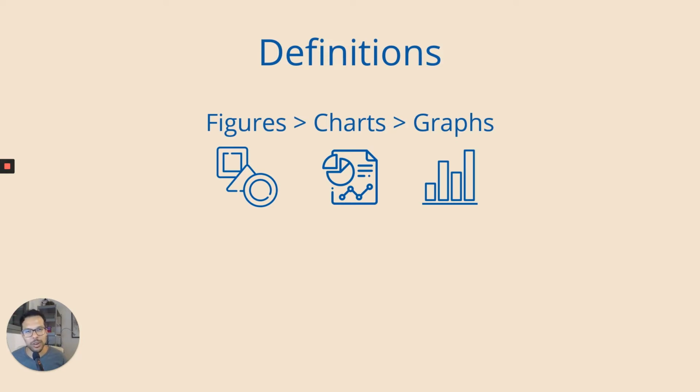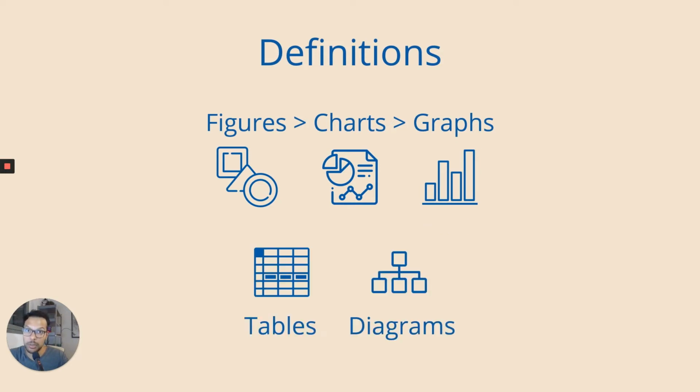But graphs are always the ones with 2 axes. And this can be the bar graphs or a line graph, for example. So bear in mind, 2 axes. Apart from that, in terms of data visualization, we also have the tables and diagrams. Tables being the ones with columns and rows, and a diagram, a visual representation of a structure or a process.